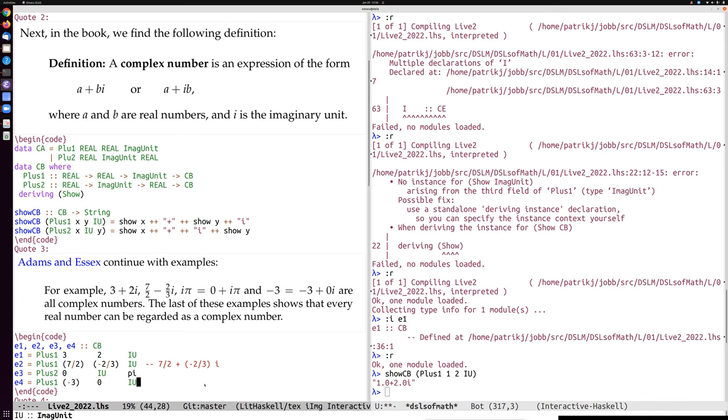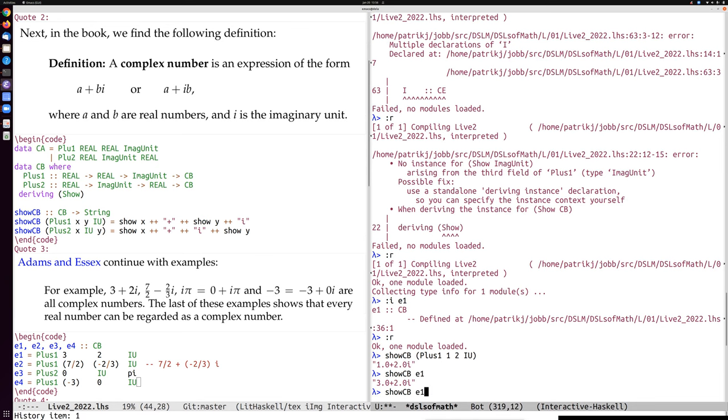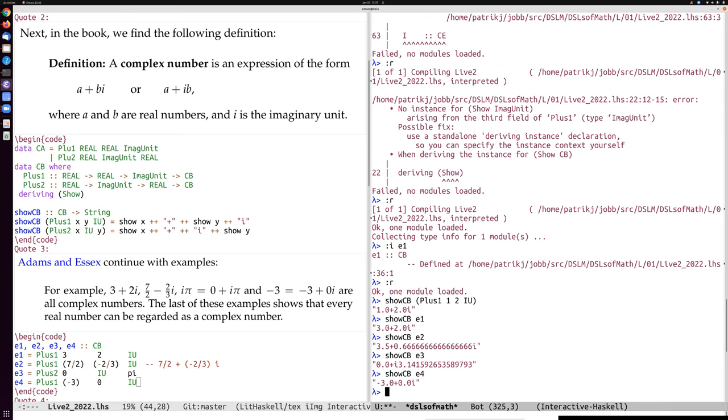Okay, so we have now 4 examples. We can try to show them: E1, E2, E3, and E4. And here you see some artifacts of the fact that we have used double to implement these things. We don't have an exact representation of 2/3. We don't have an exact representation of pi, but at least we've got something there. And if we would like this to print in a nice way, with, when there is a 0, not printing the 0 and so on, we could just change the show function to check if x is 0 or y is 0, and then make another show function for it to make it a little more pretty, but it's not very important.